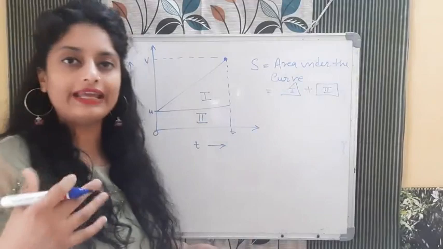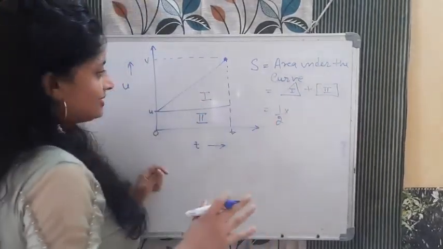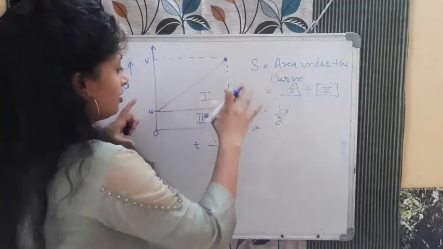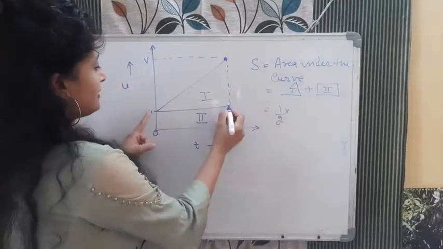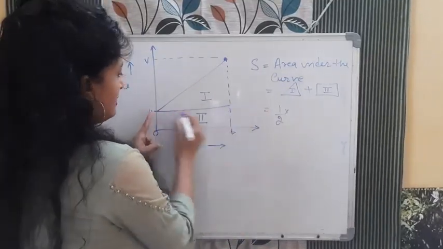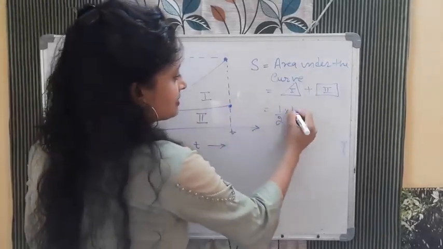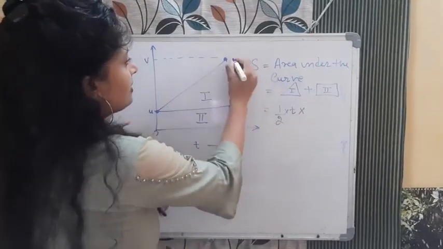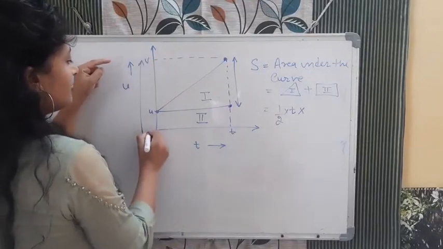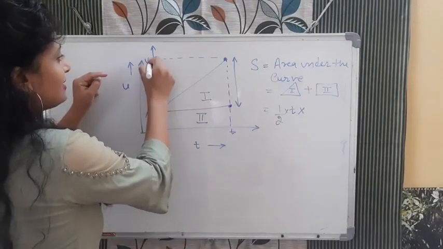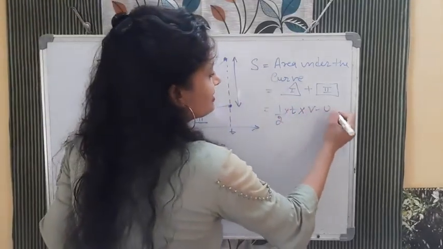What is the formula for the area of a triangle? It is half base into height. So 1 by 2 base. This is the base. What is the value of the base? From this point to this point, this is t, base, into height. Now tell me this distance, bacha. You know from here to here it is v, from here to here it is u. So this distance will be v minus u. This is the area of the triangle.